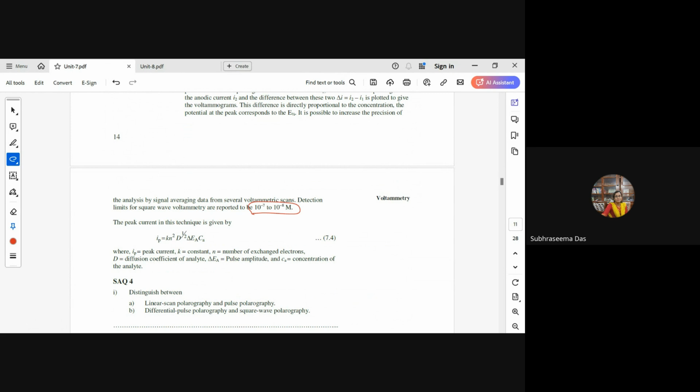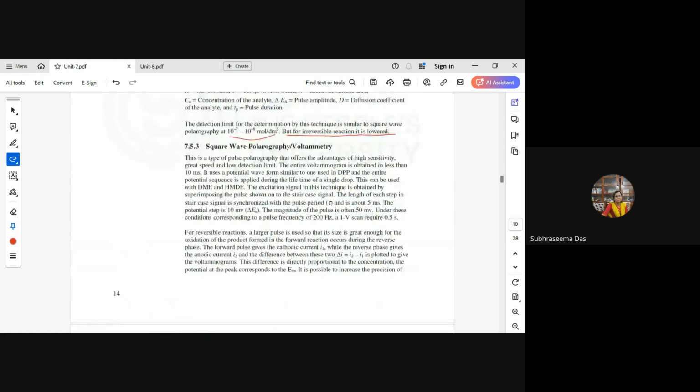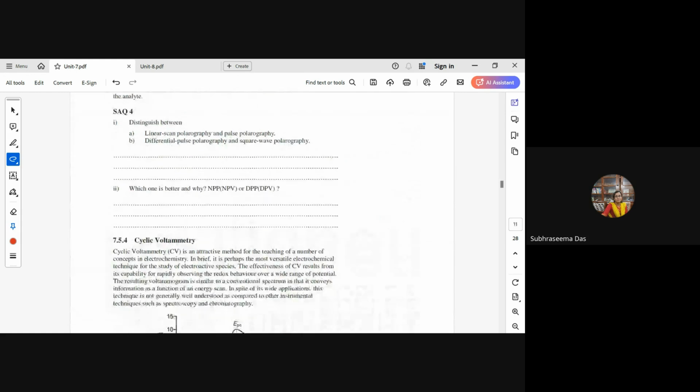The peak current in the technique is given as Ip equals K n square root of D half delta Ea by Ca. Here Ip is the peak current, K is the constant, n is the number of electrons involved in the electrochemical process, D is the diffusion coefficient of the analyte, delta Ea is the amplitude of the pulse, and Ca is the concentration of the analyte. So using this equation, the peak current can be calculated in the case of SWV.